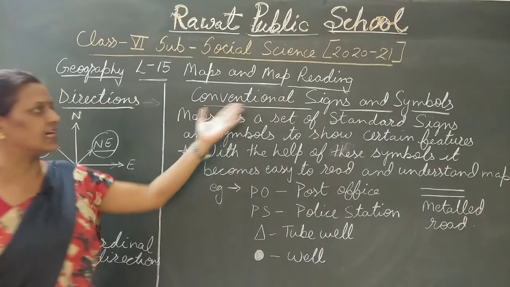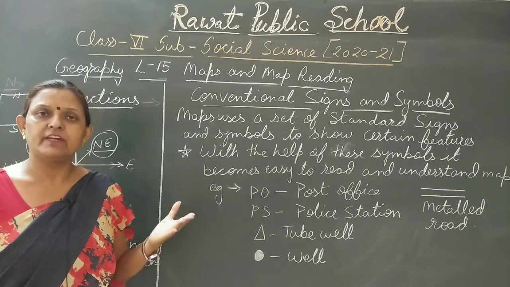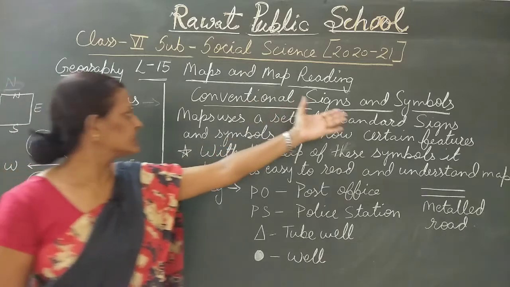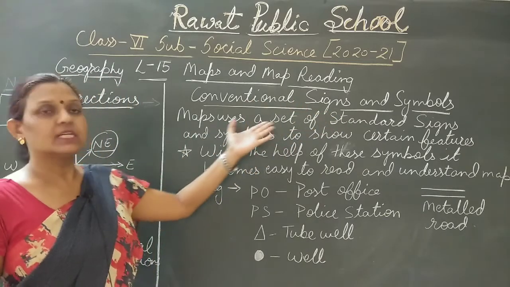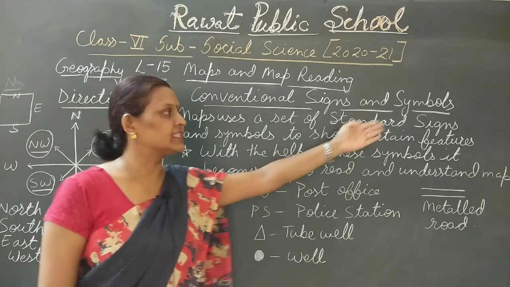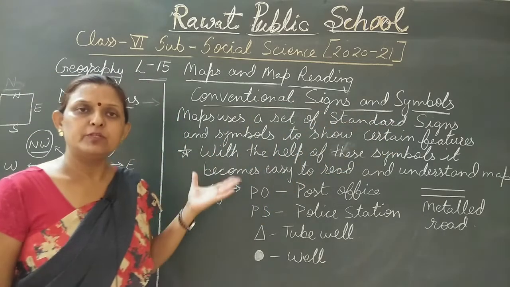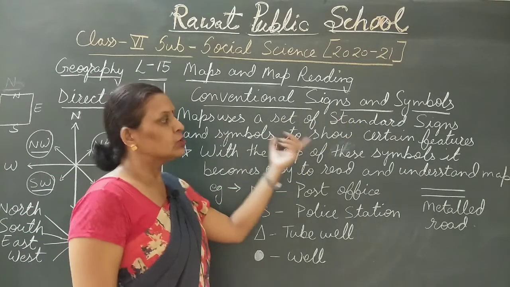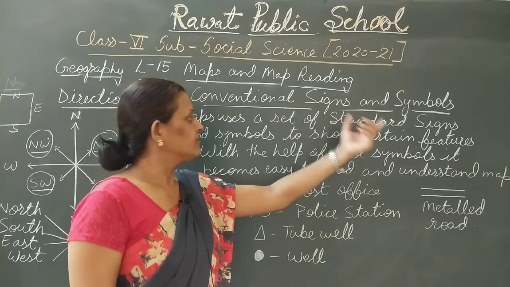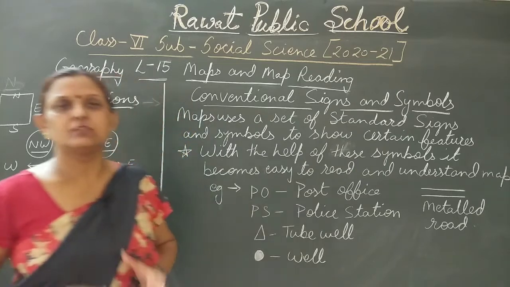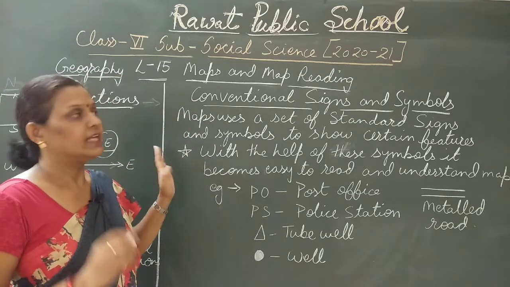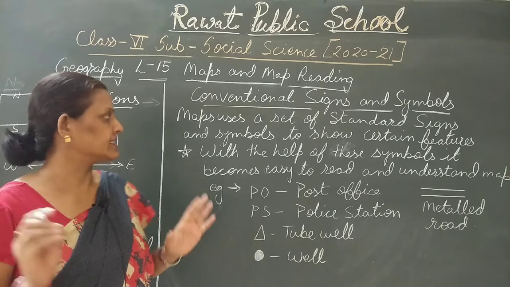Next are conventional signs and symbols. These conventional signs and symbols also play a very important role in maps. Now what are these conventional signs and symbols? A map uses a set of standard signs and symbols to show certain features, and these are internationally accepted.